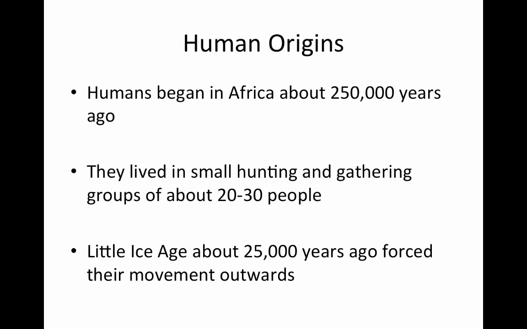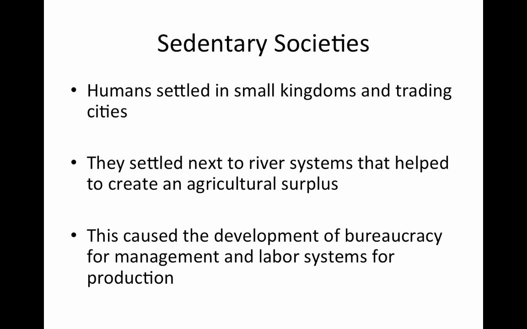About 25,000 years ago, the Little Ice Age, or changes in the climate, eventually forced people to move outside of Africa and to seek out warmer climates, and most of them ended up then in the Middle East, next to the Tigris, the Euphrates, and the Nile rivers. And that eventually then established for us sedentary societies.